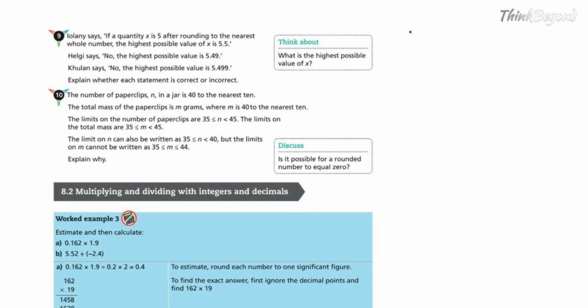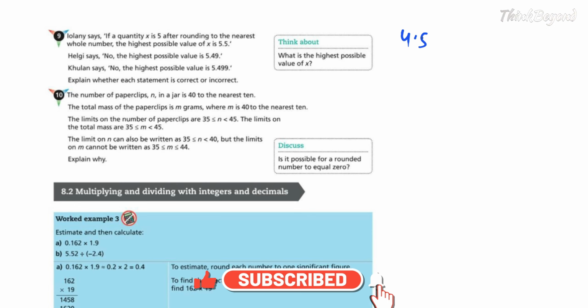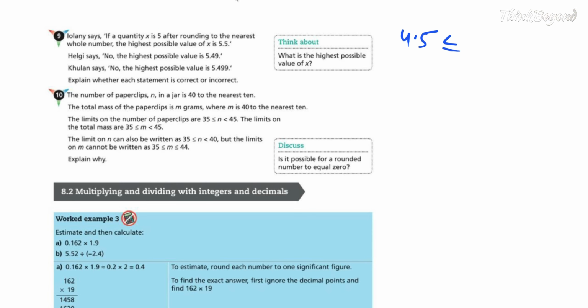When a number is rounded to the nearest whole number, the limits are 4.5 less than or equal to x, and x less than 5.5. So Lolani says the highest possible value of x is 5.5, which is not possible because x is not equal to 5.5, right? It's not possible. So her statement is wrong.